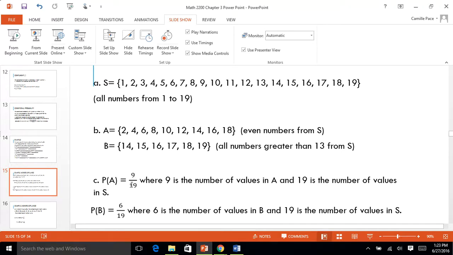So and then I'm going to put it over 19. Where's the 19 coming from? It's from all these numbers up here in S. So my probability is 9 over 19. So the probability of event 6 is 6, which is all the values here, over 19. And that's what that question's looking for.